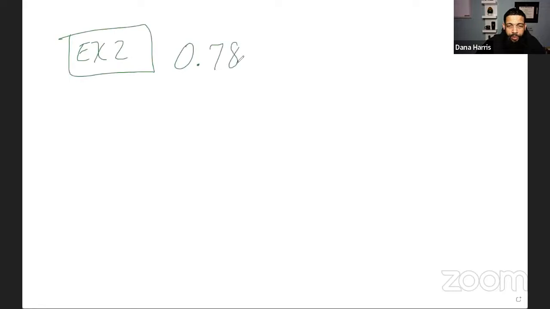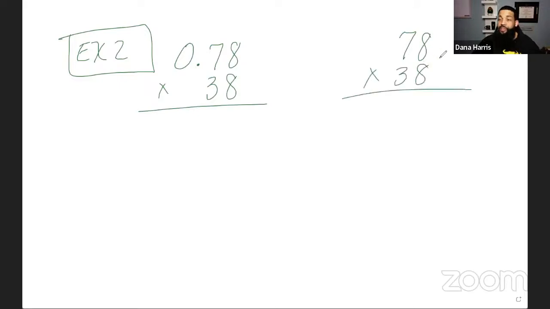Let's do another one. Let's up the ante. Let's say I have 78 hundredths, so 0.78, and I want to multiply that by 38. Remember, it's just as if we were multiplying 78 times 38 if we're using the standard algorithm, okay? So we're going to do the same thing, same process. However, we're going to add some decimal places.